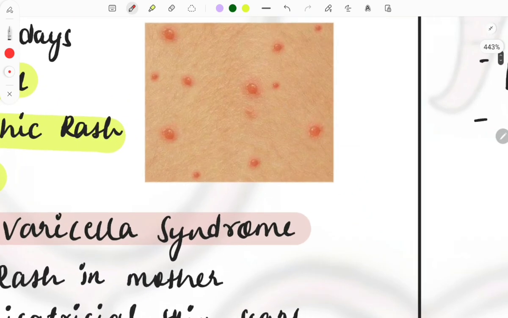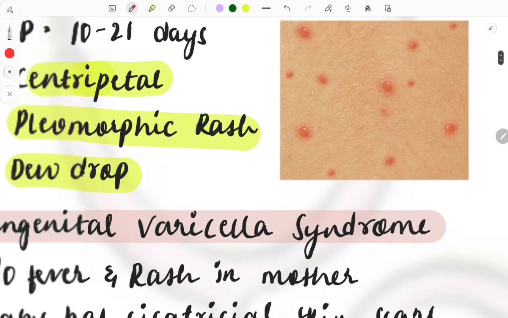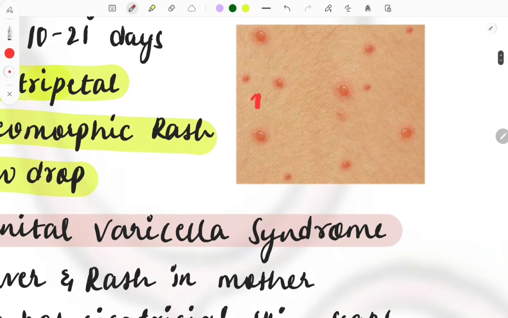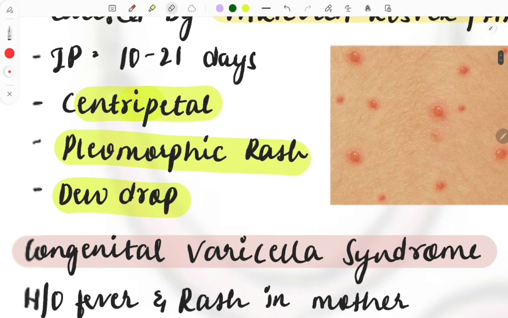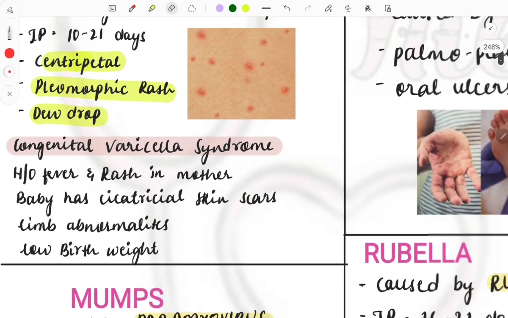So you can see here that this gives a dewdrop-like appearance, and pleomorphic means that at one stage only you can see multiple different types of rashes, like papules. You can see even the macules, you can see pustules. Okay, so this is the characteristic feature of chickenpox.